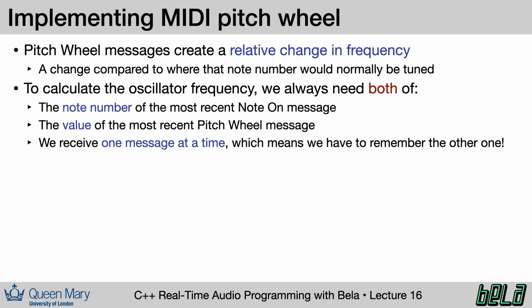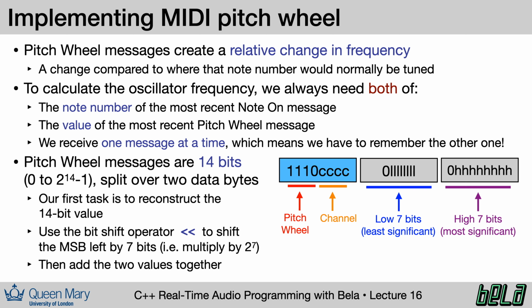The format of the pitch wheel message we saw last time, it was notable because the pitch value was stored not in 7 bits, but in 14 bits split across 2 data bytes. Our first task is to reconstruct the 14-bit value from these 2 bytes. The most efficient way to do this, especially on embedded hardware, is to use the bit shift operator to shift the most significant bits left by 7.